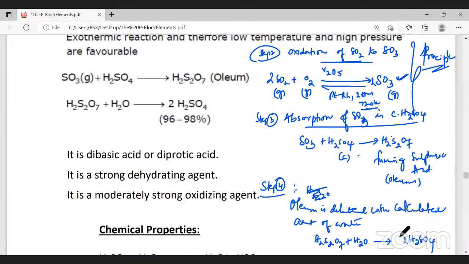Now, what are the properties of sulfuric acid? The properties of sulfuric acid.